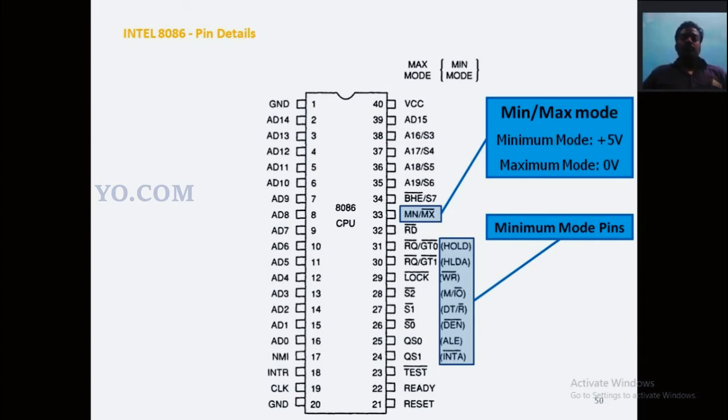Okay, WR bar. Then the next pin is memory or IO bar. If it is 1, M bar IO bar. See this pin.